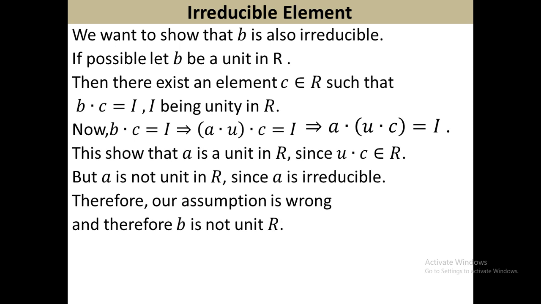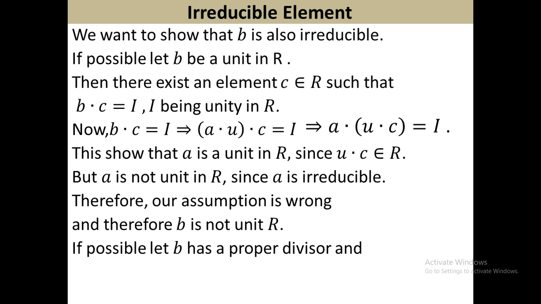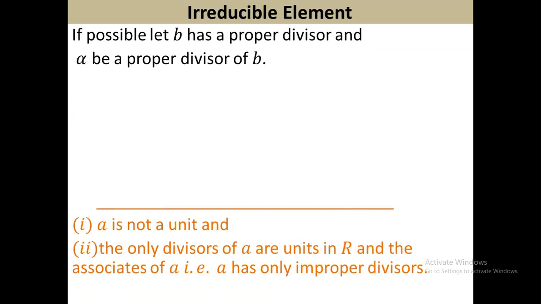So this is the first condition of an irreducible element. And the second condition: if possible, let b have a proper divisor, and let alpha be a proper divisor of b. Since alpha is a proper divisor, alpha must divide b and alpha is not a unit in R.